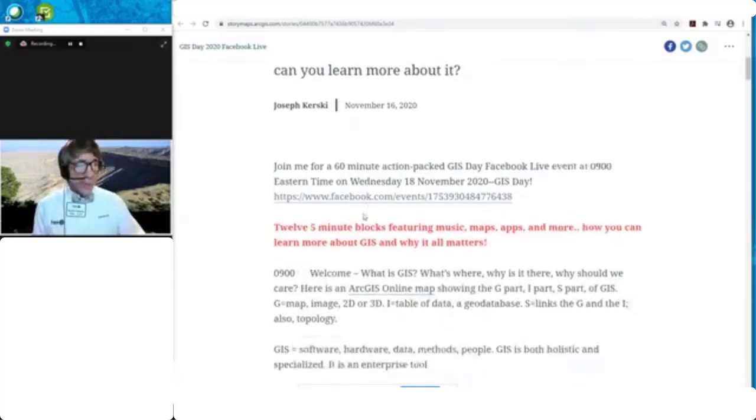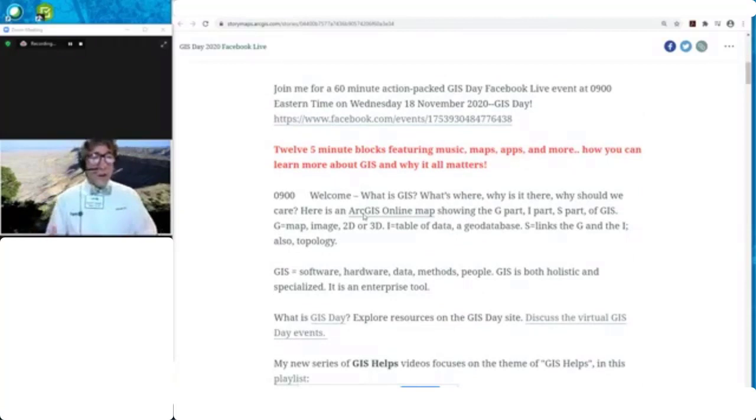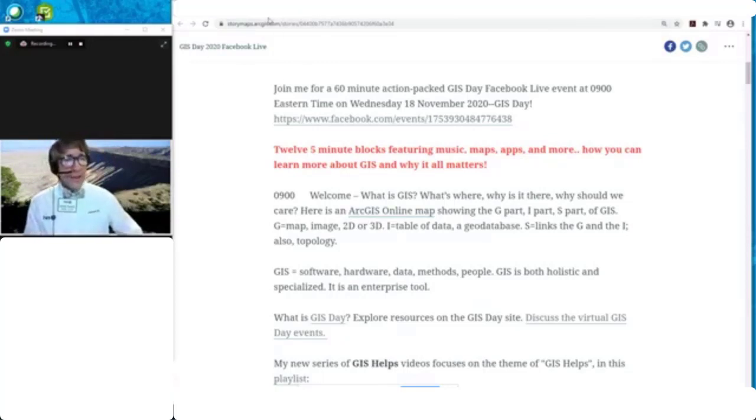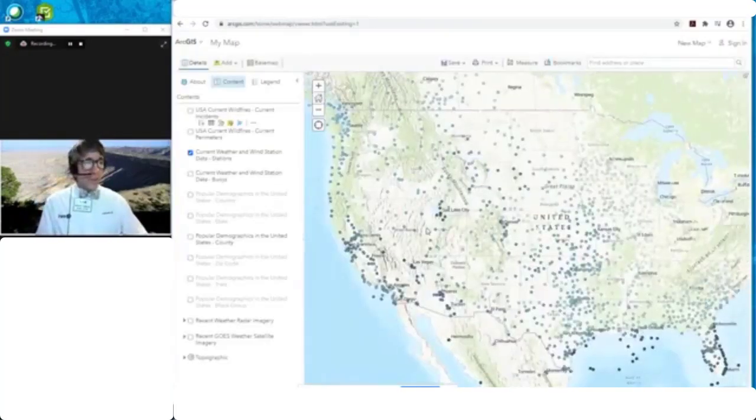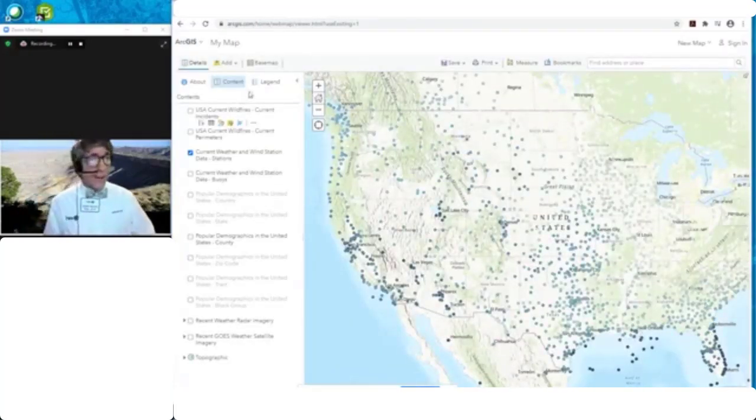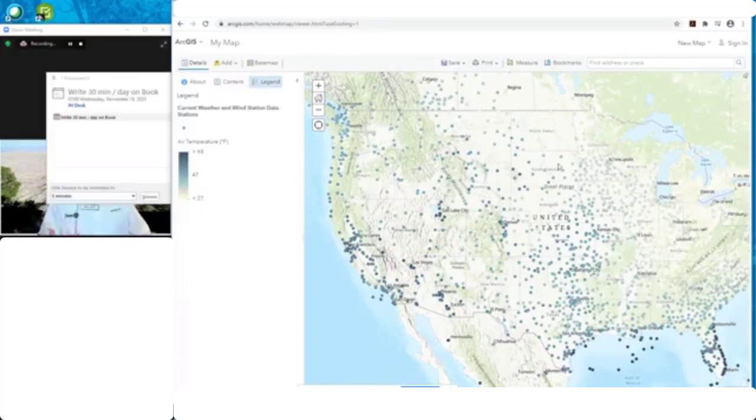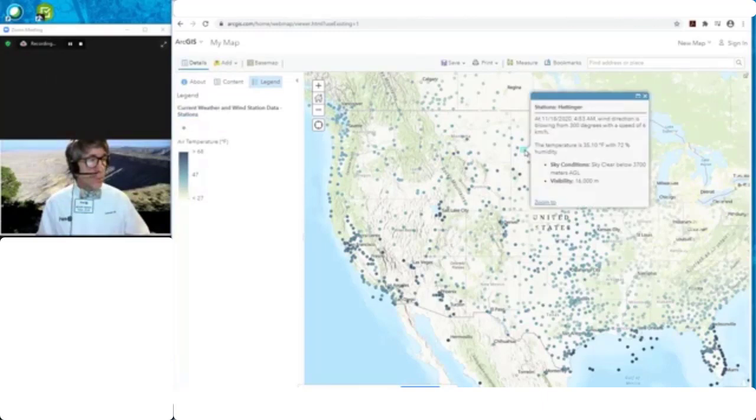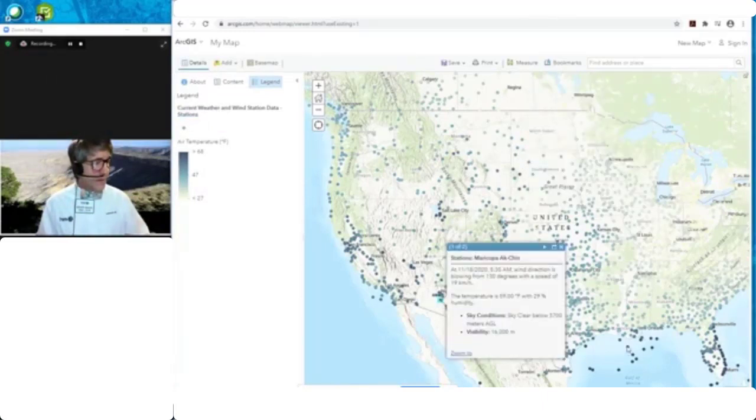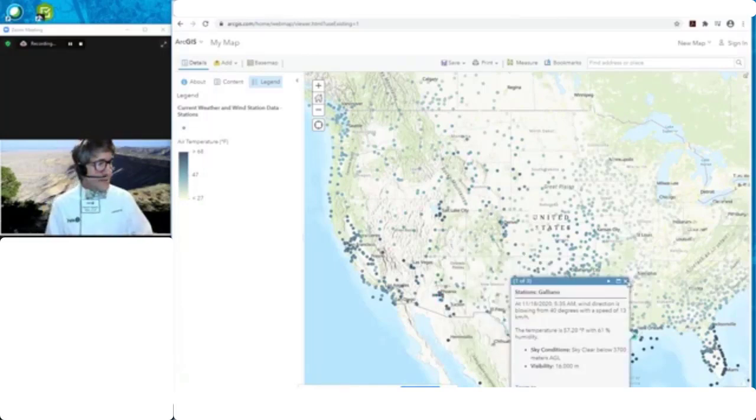session. So what we're going to do is we're going to talk about ArcGIS Online, for one thing, as a cloud-based GIS platform. Here is an ArcGIS Online map. This one's showing live weather data right now. Let's pop up a legend. I've got some interesting statistics here. 35 degrees up there in North Dakota, 59 down in Phoenix. So I can see some variation here.